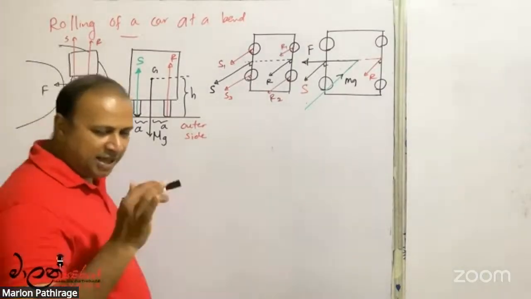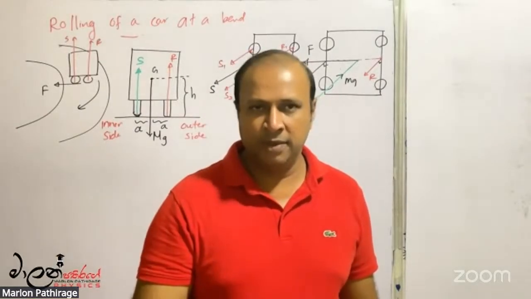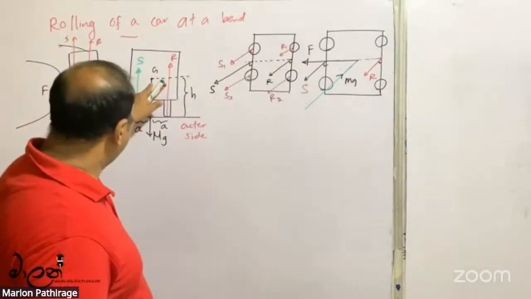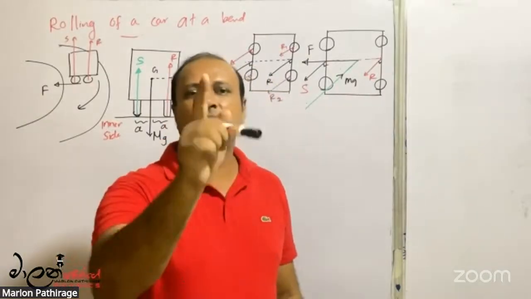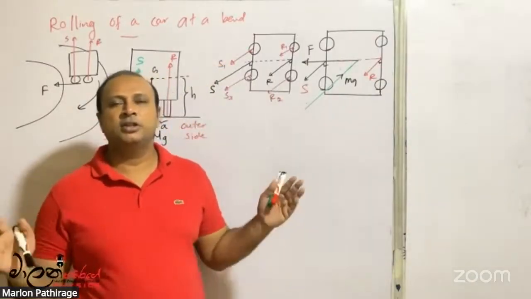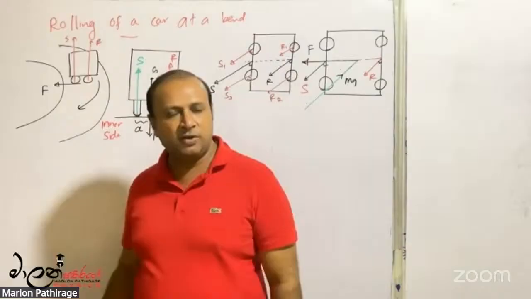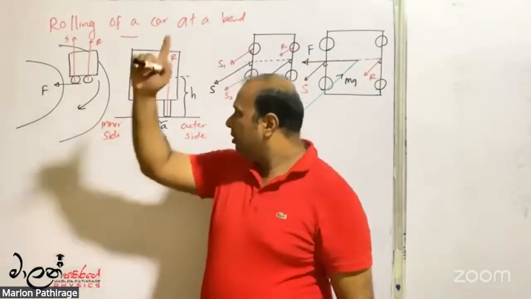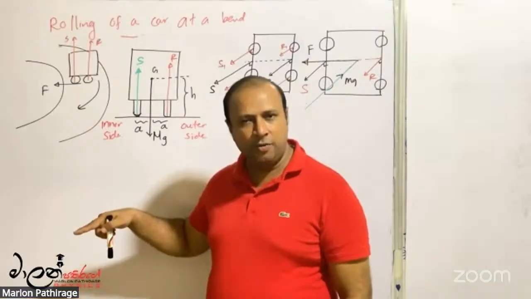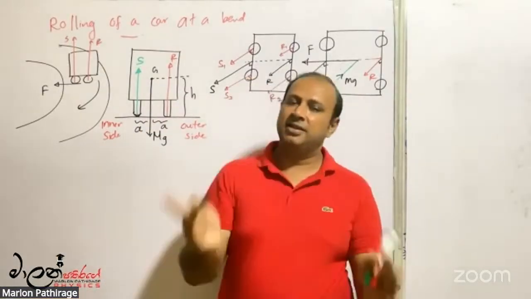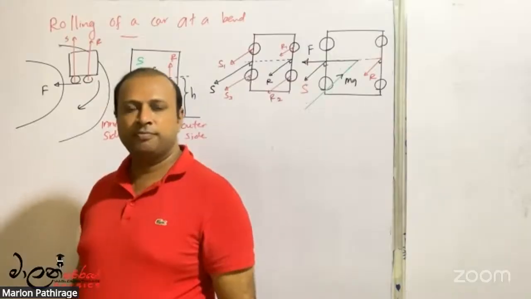The next point is, if there is no rolling, the moment about the center of gravity should be zero. Those are the three arguments. As it is moving in a circular path, there should be a centripetal force in the direction of the center. That is number one. Vertically, it has no motion, therefore vertical forces should be in equilibrium. Third, if there is no rolling, there is no net moment, therefore the moment about the center of gravity should be zero.